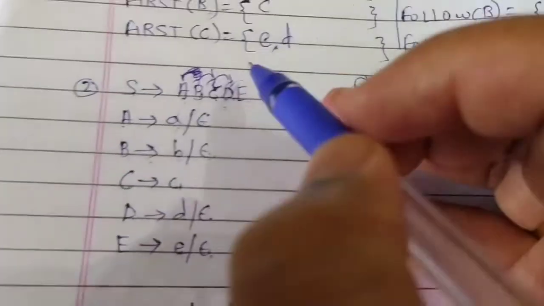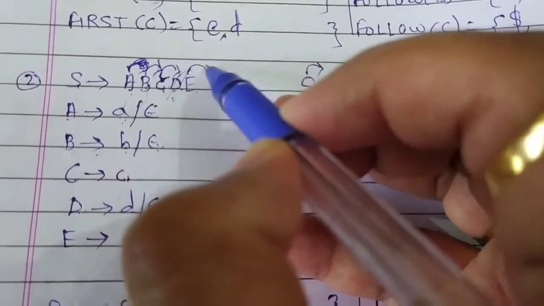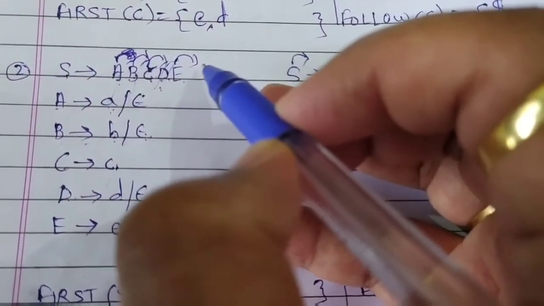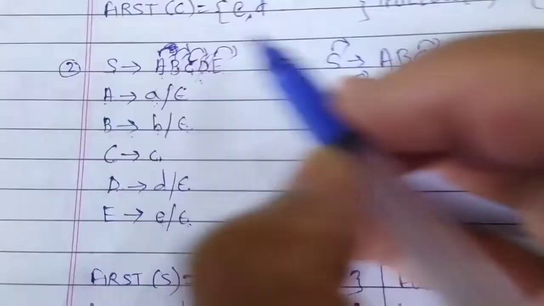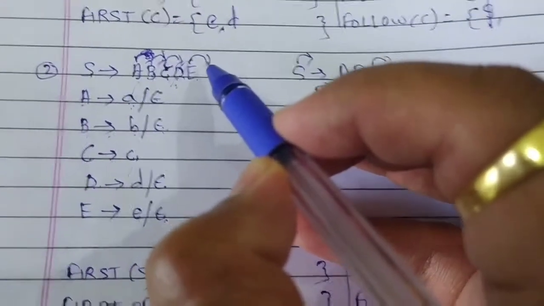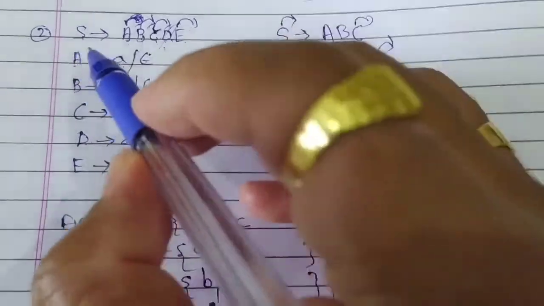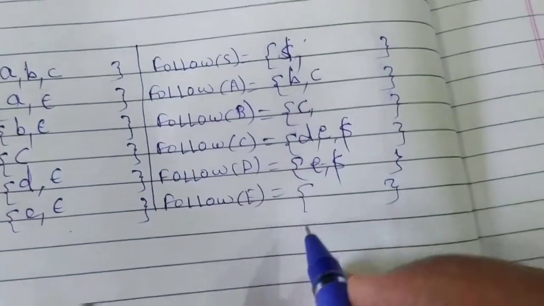Now E. Who is following E? Nothing. When nothing is following, but this is generated from S, so whatever is following S will be following E. So follow of S is dollar. So again it will become dollar.